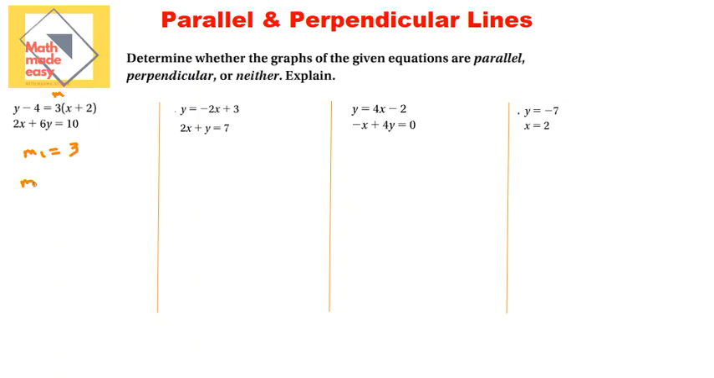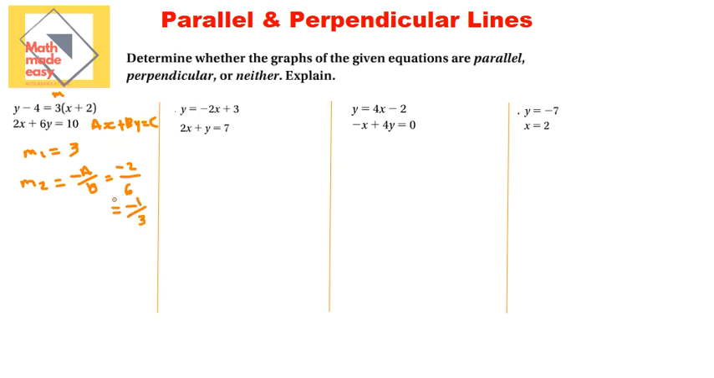What about m2? Well, this equation was in point slope form. This equation is in standard form. This is the form ax plus by equals c that we took before, and we agreed that the slope in this case is equal to negative a over b. Well, negative a is negative 2, b is 6, and when you simplify you get negative 1 over 3.